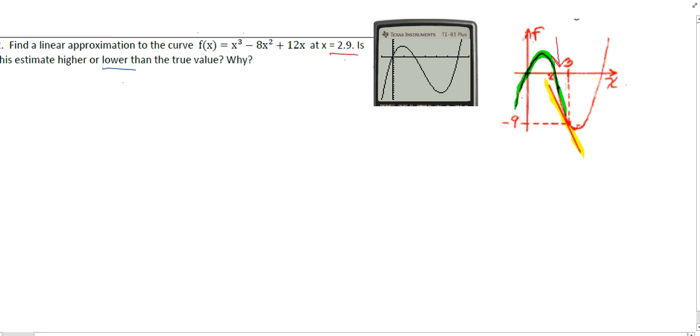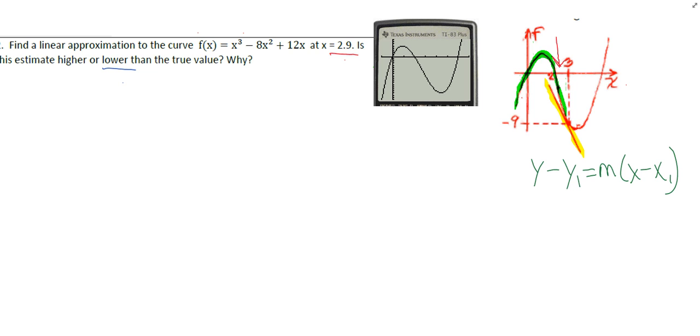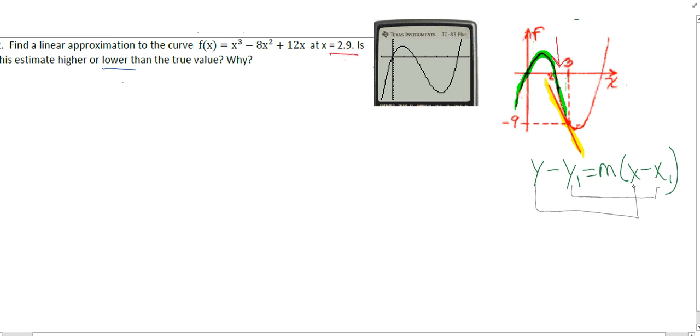So let's go ahead and take a look at a strategy we're going to use. We're going to use that linear approximation. So we're basically using the point slope formula. So we have y minus y1 equals m times x minus x1. And just to review a little bit, our values y and y1 have to match up with that x and that x1.